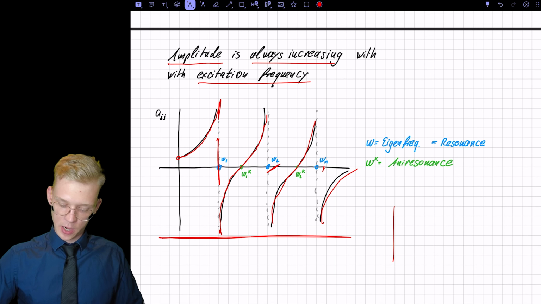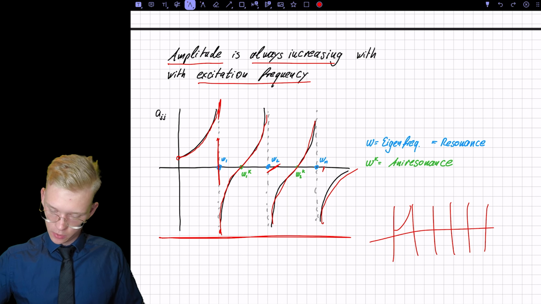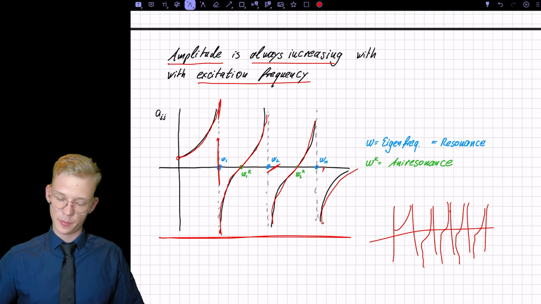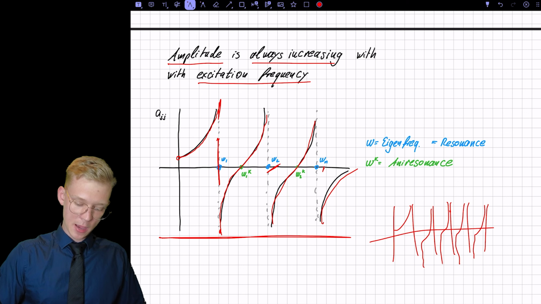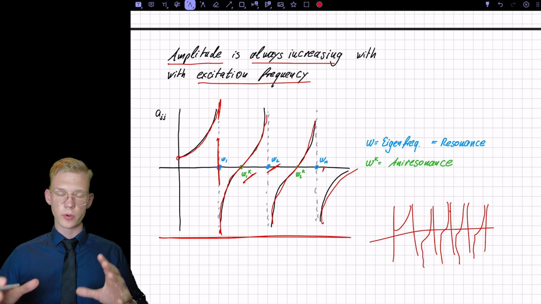So you will have graphs, if you have many degrees of freedom, that will look like this. So they go always up, up, up. And you see that we have special points, and those points, we call them anti-resonance.